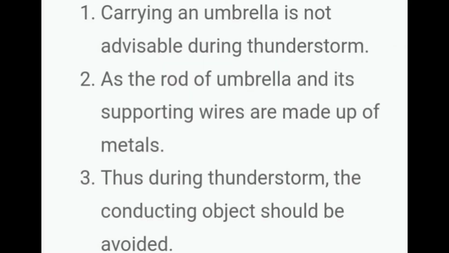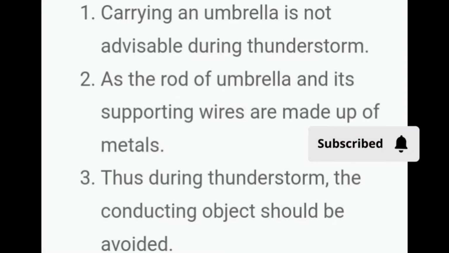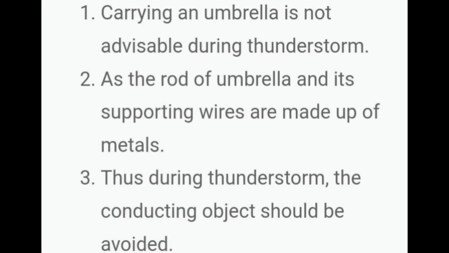Fifth question, one should not use an umbrella while crossing an open field during a thunderstorm. Answer, reason. First point, carrying an umbrella is not advisable during a thunderstorm. Second point, as the rod of the umbrella and its supporting wires are made up of metals. Third one, during a thunderstorm, conducting objects should be avoided.